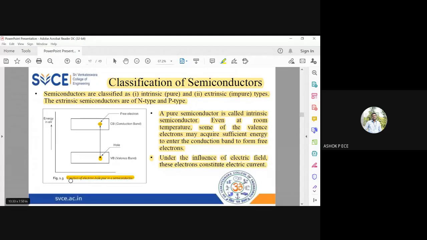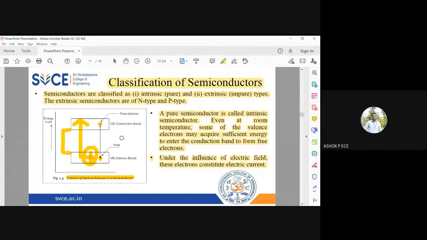So when does this creation of an electron-hole pair happen? When you provide energy exactly equal to the band gap energy, one electron from the valence band moves to the conduction band. The absence of an electron in the valence band gives rise to what is called a hole. Sometimes you denote a hole by this symbol: you put a plus and circle it, or you put a dot and circle it. So anyway, you can denote a hole.